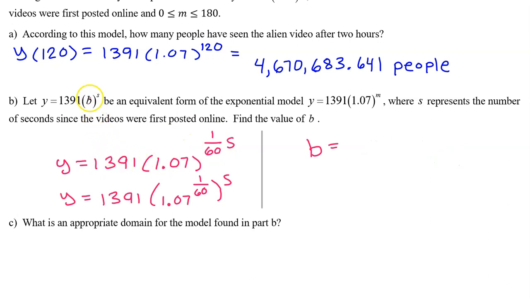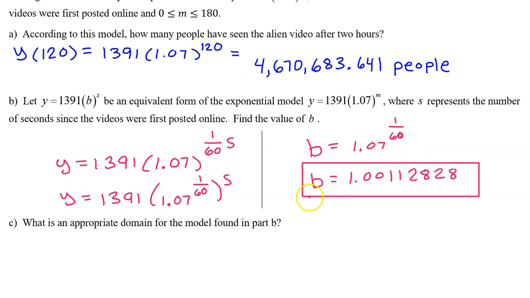Now we can see that the value of b is everything inside the parentheses right here, 1.07 to the 1 over 60 power. Just put this in the calculator. Okay, I got a little bit carried away with the decimals, but b equals 1.00112828. Never ever just put the answer. Be sure to show your setup or you will not get full credit. Sometimes you won't get any credit.